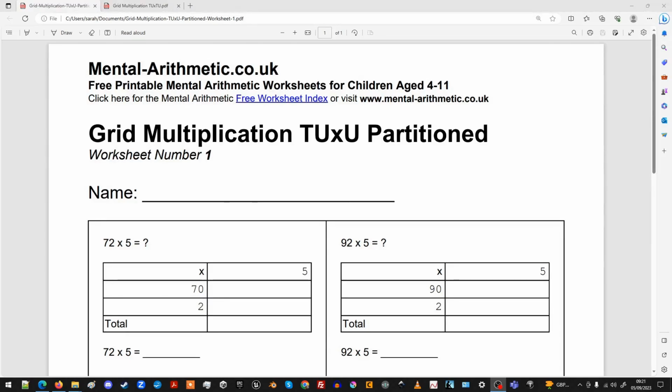Hi there. We didn't have grid multiplication when I was in school, so I thought I'd show you how it works. What you do is you break the numbers up. Let's say you've got 72 times 5. Instead of thinking, right, that's 72 times 5, you think that's 70 times 5 plus 2 times 5.